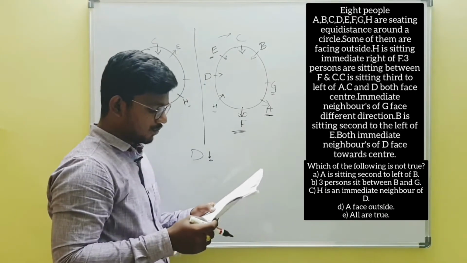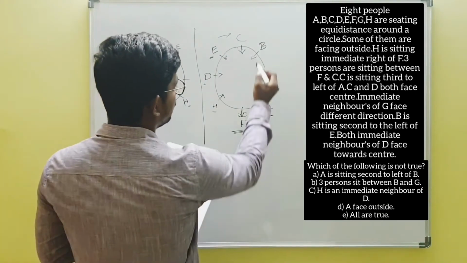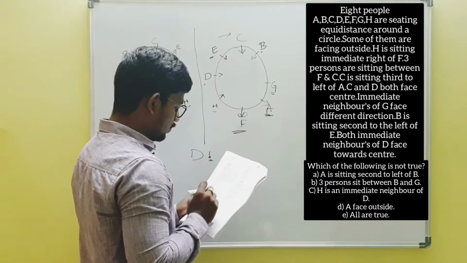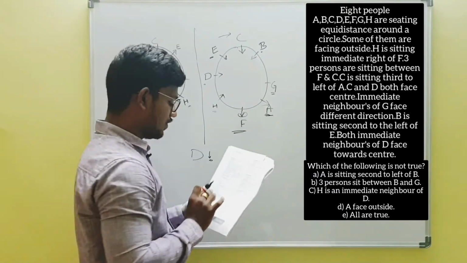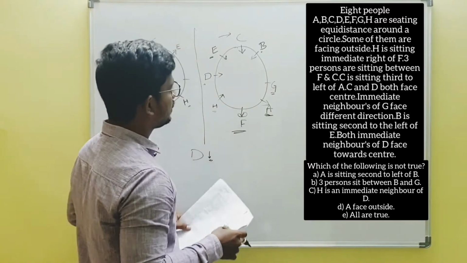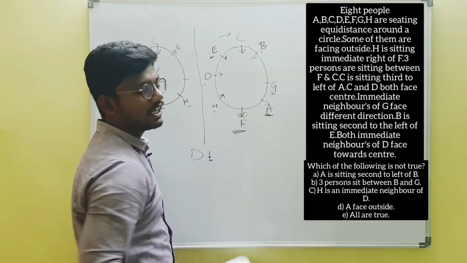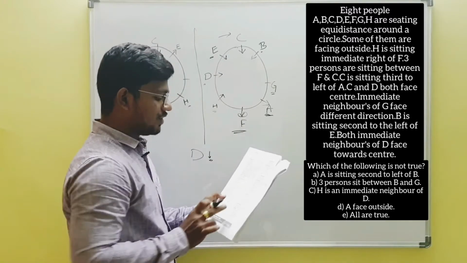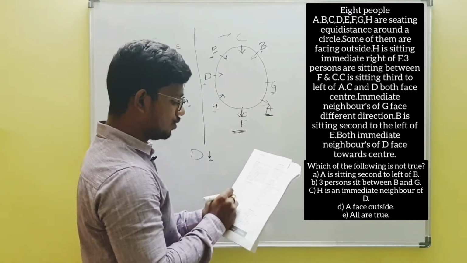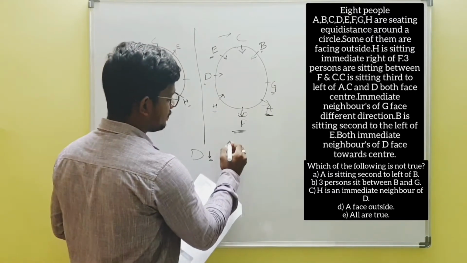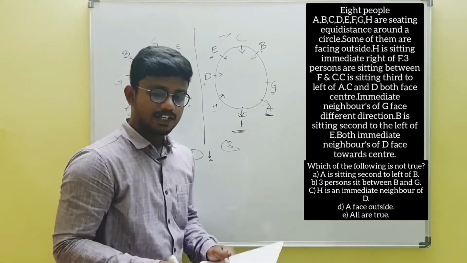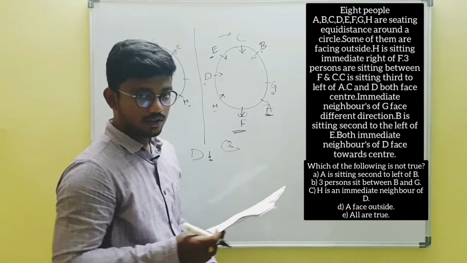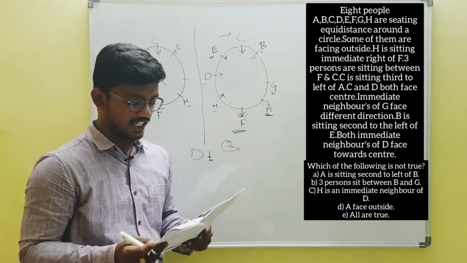Which of the following is not true? A is sitting second to the left of B. Here B is placed, and A is placed second to the left of B. So option A is true. The question asked is which is not true, so we have to take the false statement. 3 persons sit between B and G. See here, B and G are immediate neighbors. There is no chance of 3 persons sitting between B and G. So we need not verify all the remaining to know which is the false statement. So B is my answer, that is, 3 persons sit between B and G. Okay, that's all the questions asked for this seating arrangement.